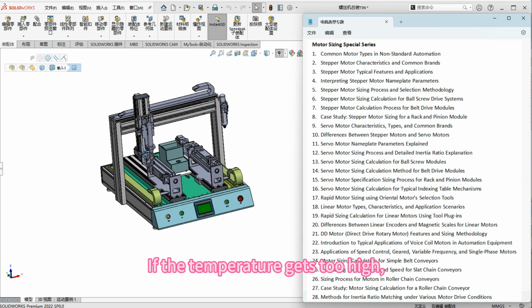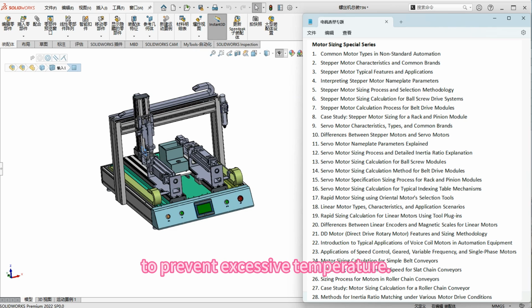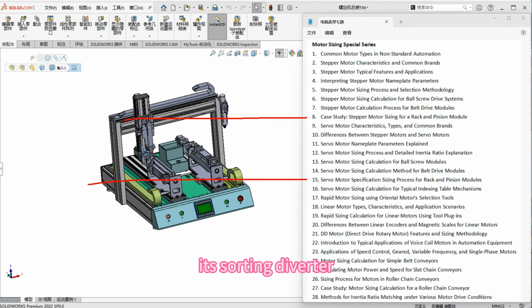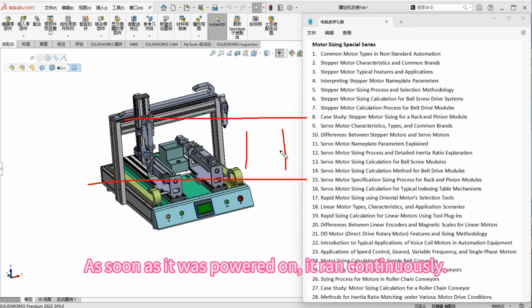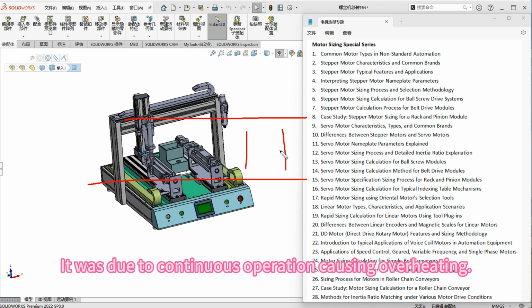Okay, second, during its operation, a surface temperature of 80–90 degrees Celsius is considered normal. If the temperature gets too high, it can easily cause torque drop or lost steps. Therefore, stepper motors are not suitable for continuous running to prevent excessive temperature. Actually, in which scenario did I gain this experience? For example, on a conveyor sorting line we previously built, its sorting diverter used a stepper motor. Now, this stepper motor was from Lisai, and, at that time, it was running non-stop. As soon as it was powered on, it ran continuously. It wasn't like our modules, where the motor might start and stop frequently. After running for several hours, it would stall and cause an alarm. Why was this? It was due to continuous operation causing overheating.